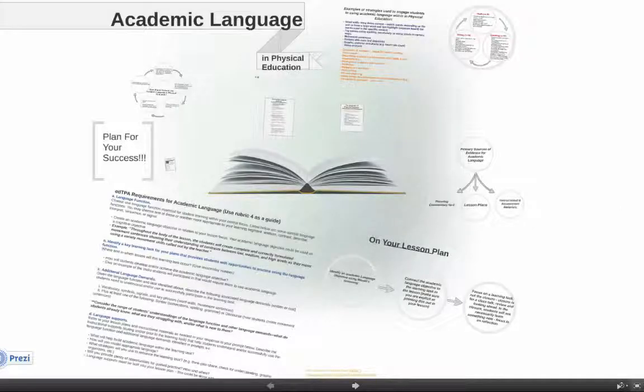In today's lesson, we will be discussing academic language in physical education. Briefly, we'll talk about what it is, how you develop it in your class, examples, how students in your class should use it, and we'll talk about the all-important requirements of the edTPA and how to use it in your lesson plans.